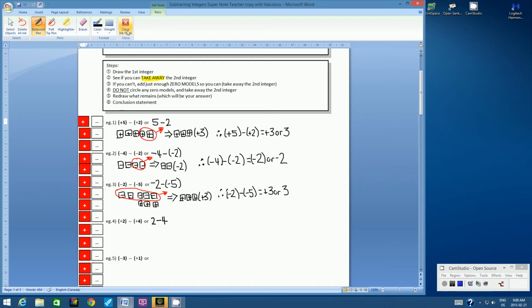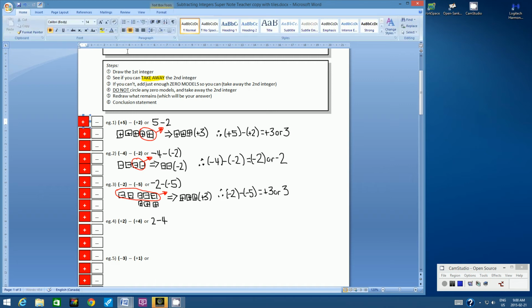Okay, so let's work with the tiles. Put your pencils down. Let's build the first integer. The first integer is +2. So let's get the 2 positives down here. Rule number 2, see if you can take away the second integer. Well, the second integer is +4. Can we take away 4 positive tiles? No, we can't. So let's go to step number 3.